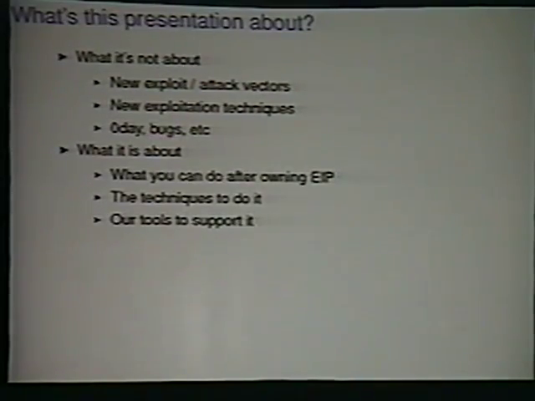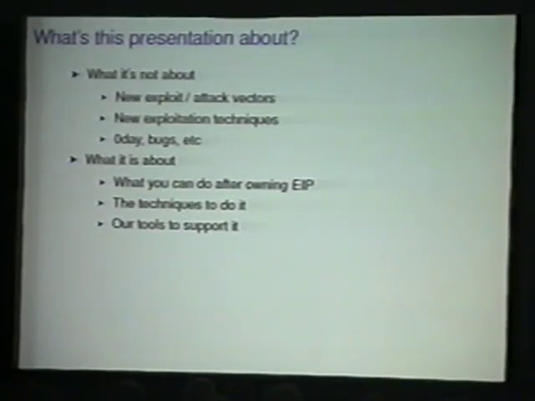So then what we are talking about is what do you do after you can exploit and leverage a vulnerability and start executing code? What do you do after you own EIP? And we're going to talk about some of the different techniques to do it. And by techniques, we're not talking about exploitation techniques. We're talking about shellcode techniques generally. So we're talking mostly about the code that's being run in a buffer overflow attack or any of these sort of attacks. We're going to talk about our tools and the stuff we've been working on.